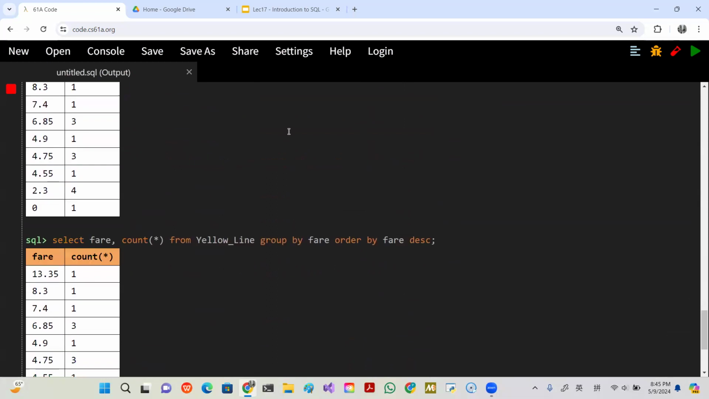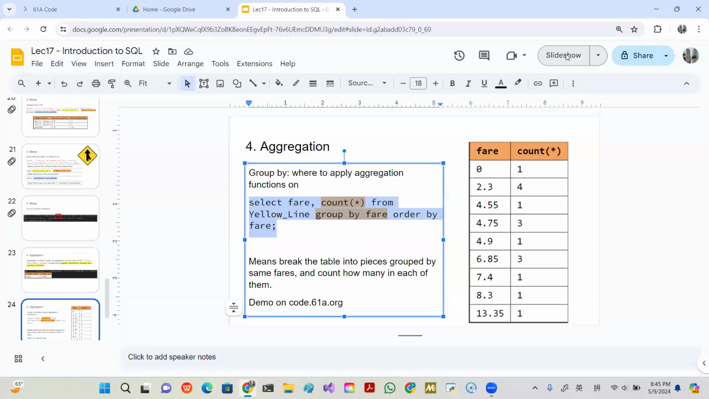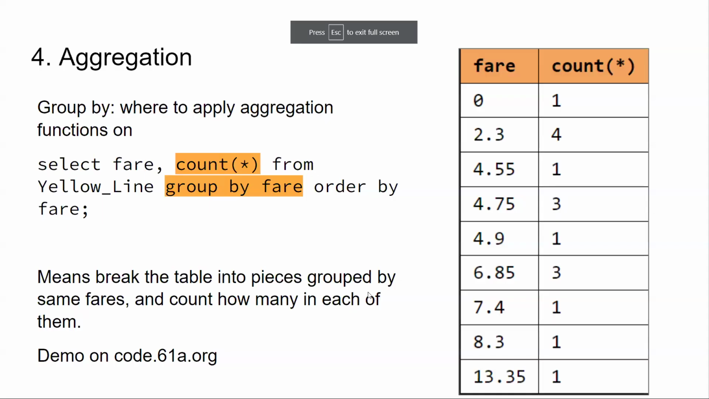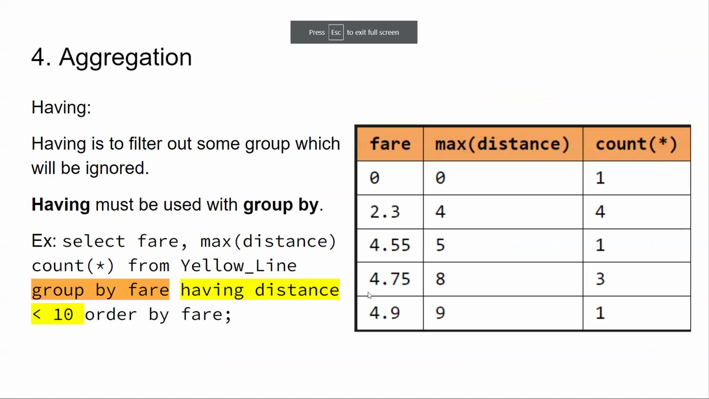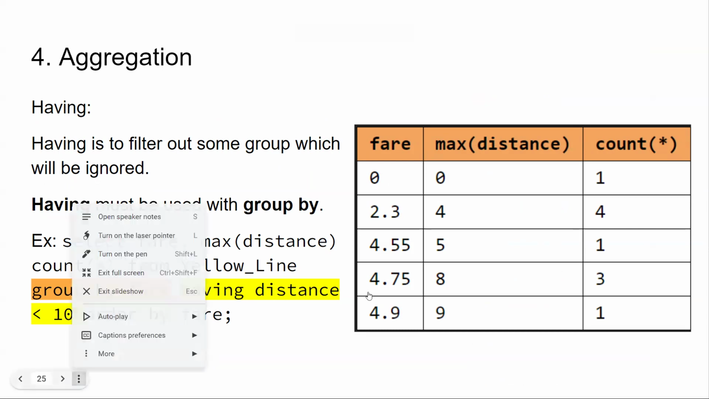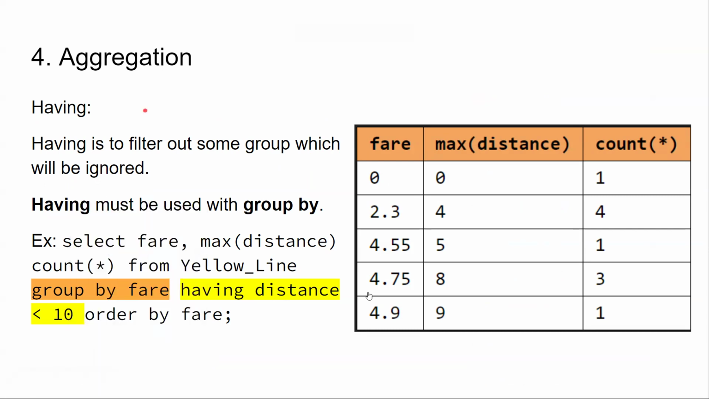Having must be used with group by, but having is the same as where. Having is the same as where. Okay, it's equal to where.